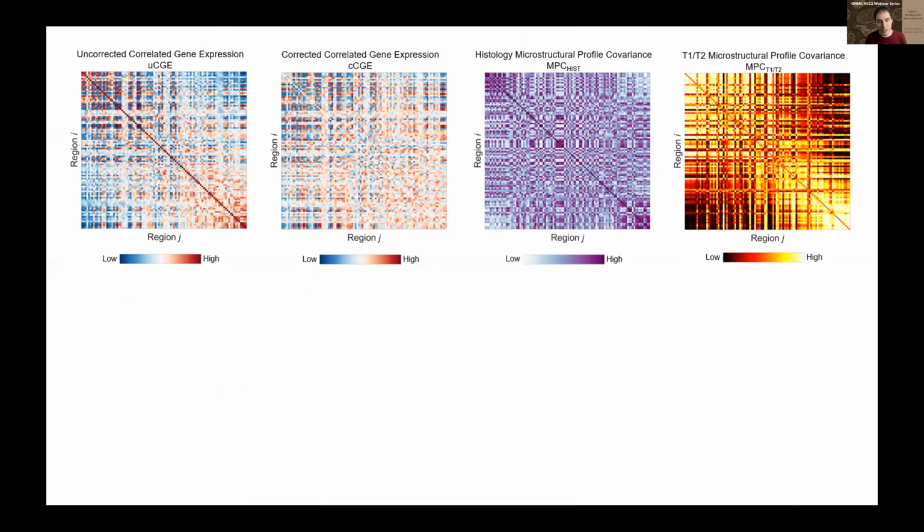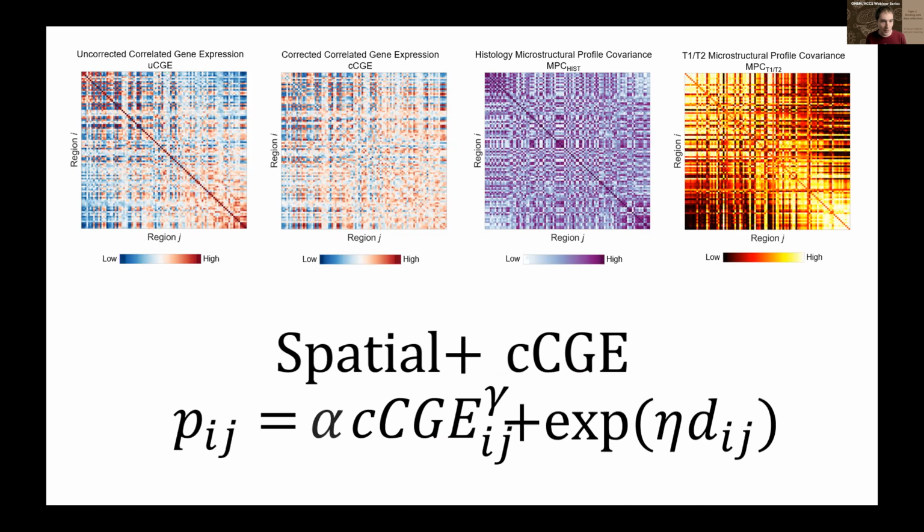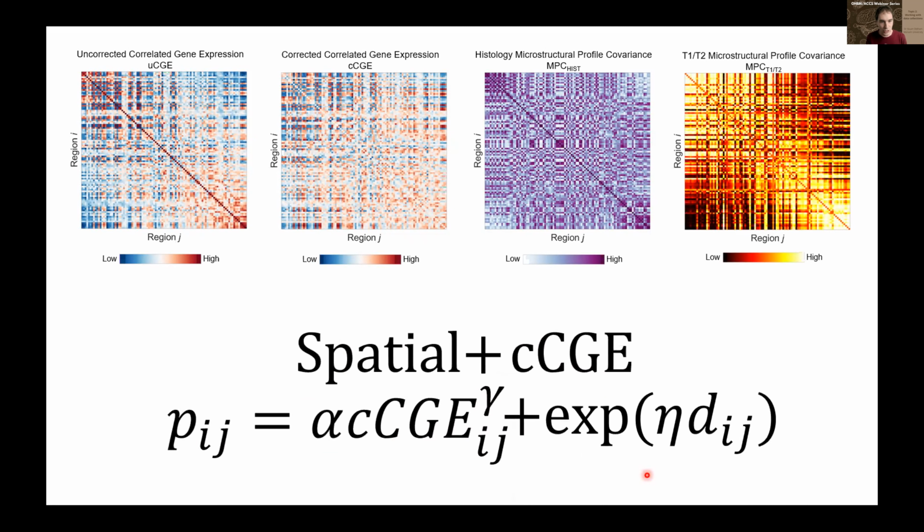We also use more direct measures of cytoarchitecture. So we use histology data, indicating the pairwise similarity between each region. And also we use something called the T1, T2 ratio, which you can consider an index of myeloarchitecture. And so we can include these similarity measures simply into a model like this. For example, for corrected correlated gene expression, we can just make the probability dependent on the similarity between each region. And we can also combine this with our wiring cost term and have the spatial constraint as well.